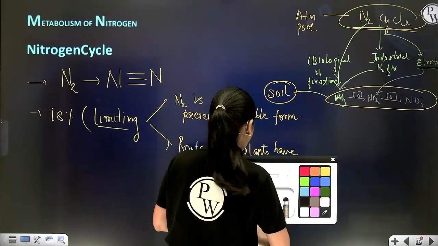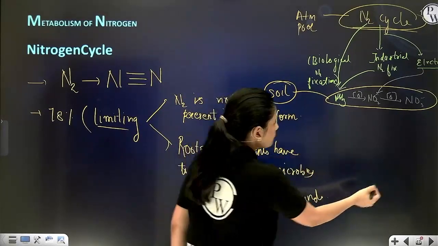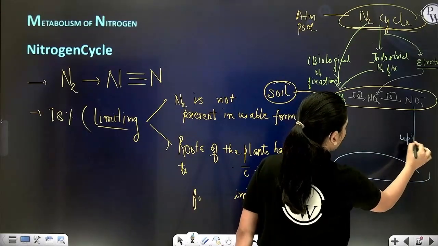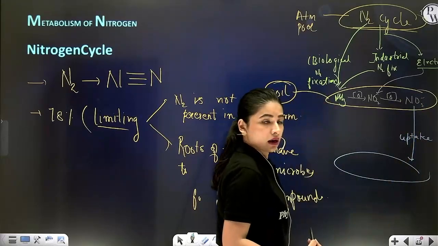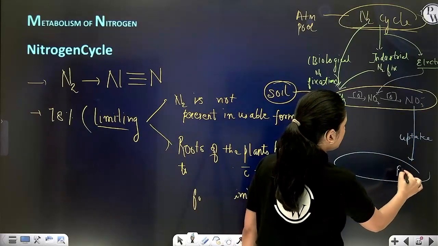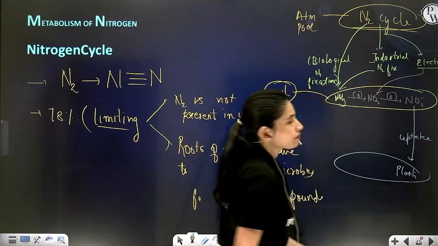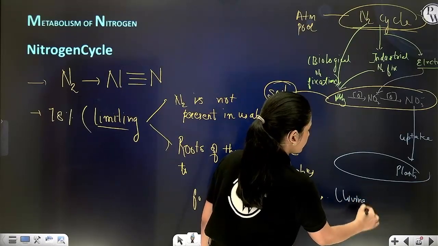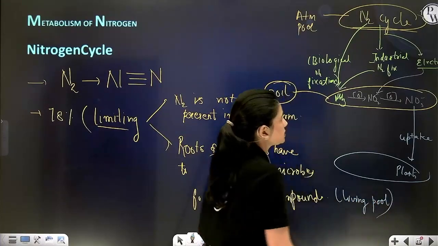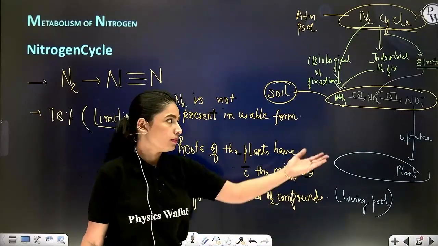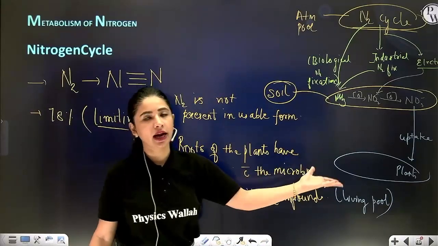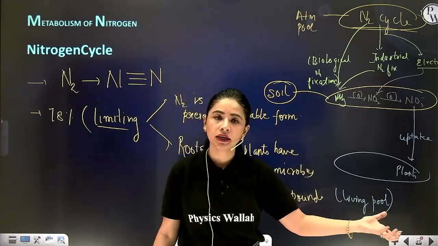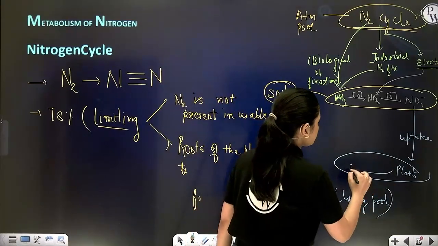This nitrate from the soil will be taken up by the plants. The roots of the plants will absorb this nitrate, and now the nitrate will pass from the soil pool to the living pool. So here comes the third pool of the nitrogen cycle, the living pool. Now plants have absorbed the nitrate, the nitrogen form, and they will use it for protein synthesis. They will build their body. From the plant, that will be passed to animals.